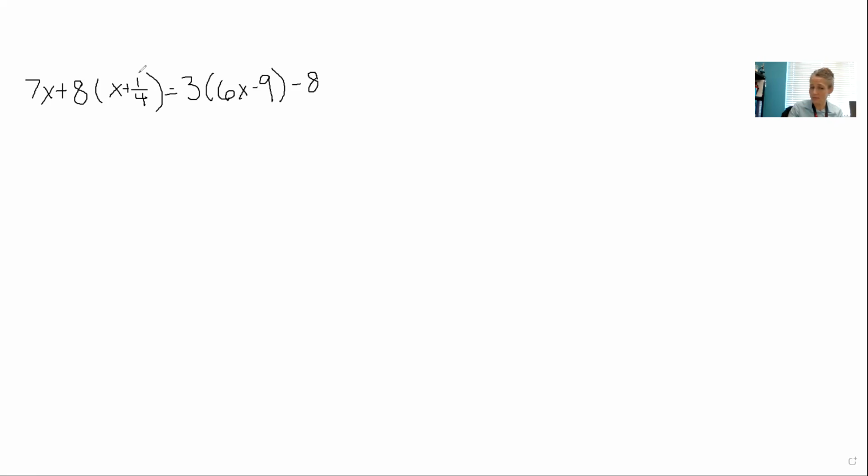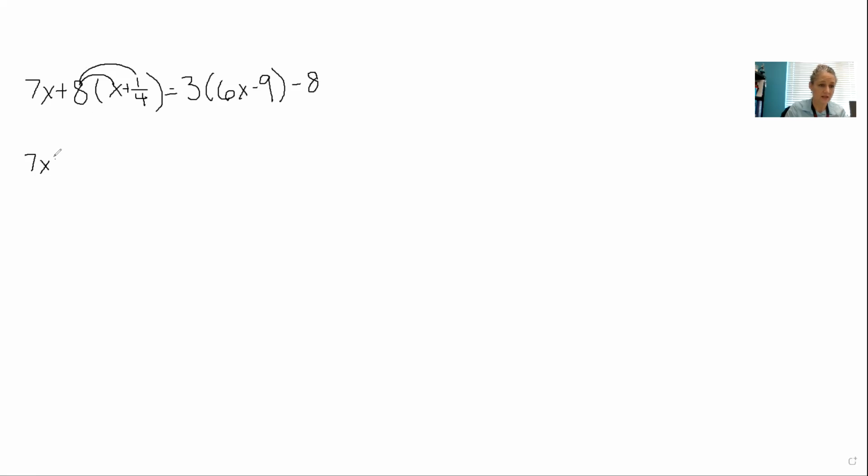But I'm going to hold up a minute and see what happens when I multiply this 8 through. If I still have a yucky fraction after I've multiplied that 8 through, then I'll get rid of the fraction because I don't really want to deal with fractions. But probably I'm not going to have to do that. So this 7x is not involved in the parentheses, so it's just going to come down and chill over here. But I've got to multiply this 8 through and distribute it through both things. So 8 times x, and then 8 times 1/4.